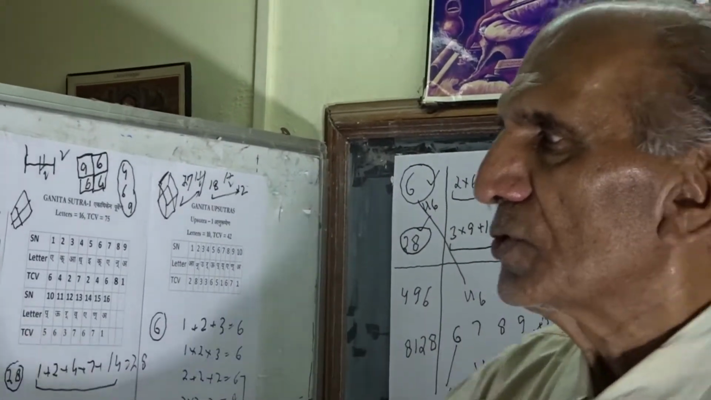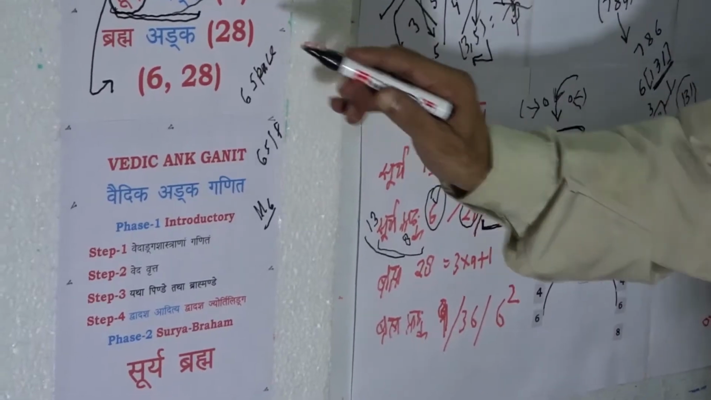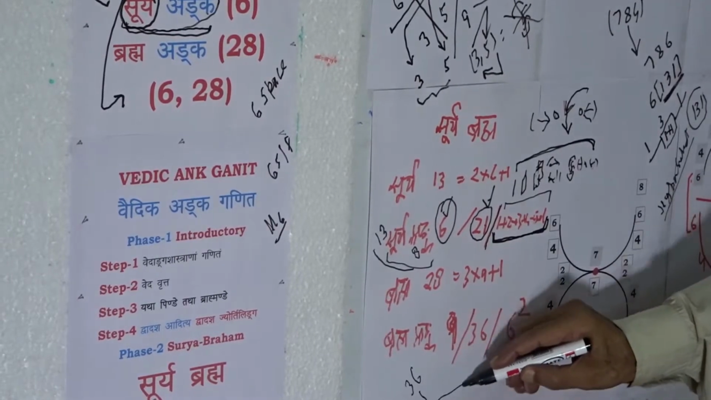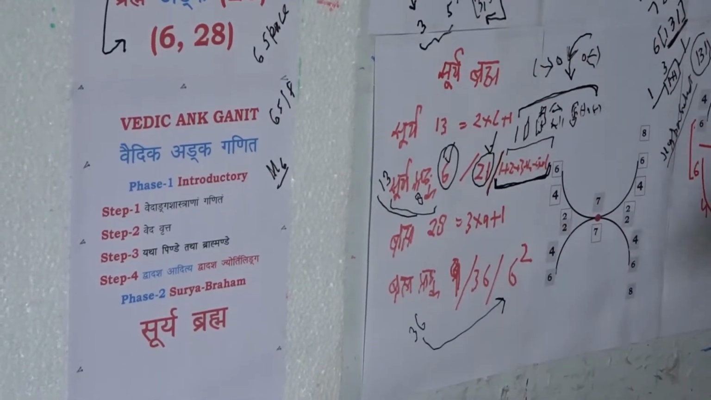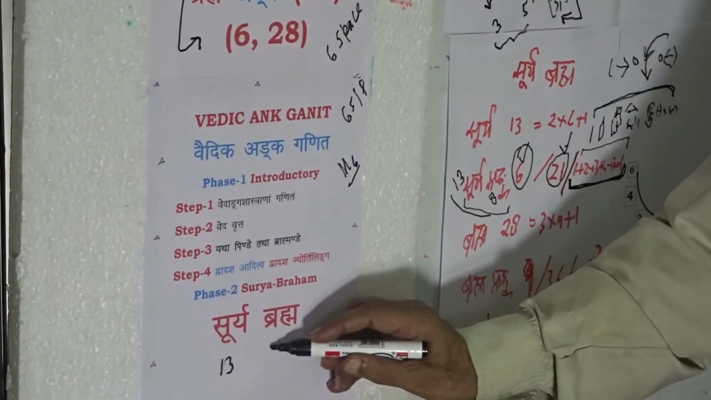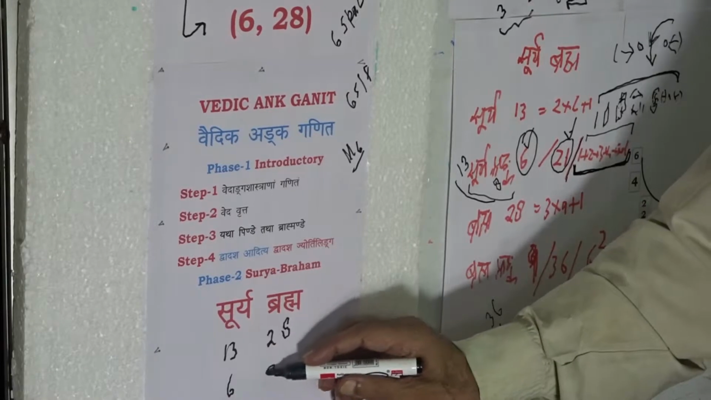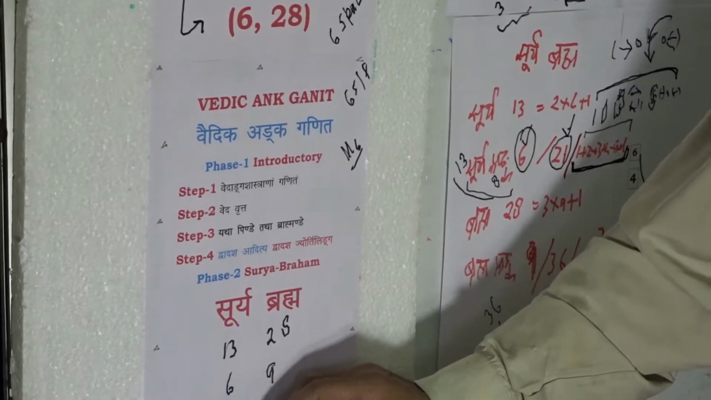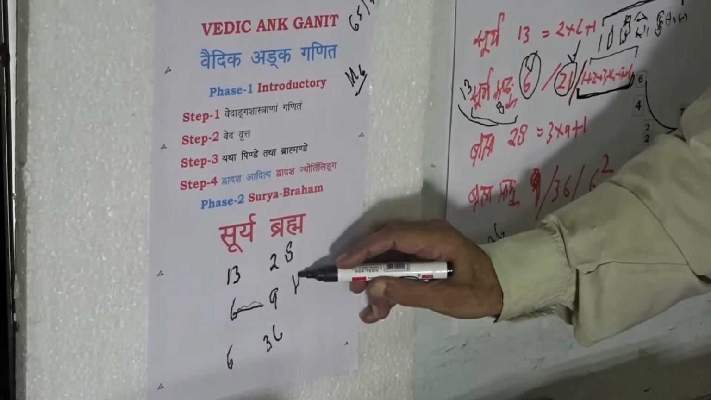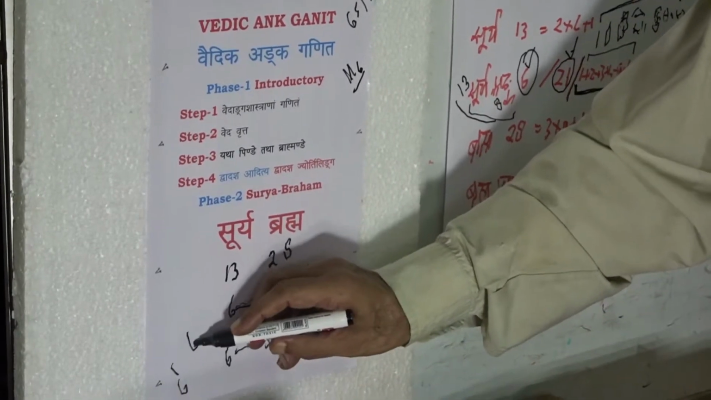Now, Surya Ank, as we see, is value 21, but the Brahmank is giving us a value 36, and we know value 36 is equal to 6 square. Therefore, ultimately the Surya Brahm will be taking us 13 to 28. It also will be taking us to value 6 to 9. It also will be taking us from value 6 to 36. And coordination here will be as hypercube 8, while the coordination here is going to be from 6-1 to 6 square.